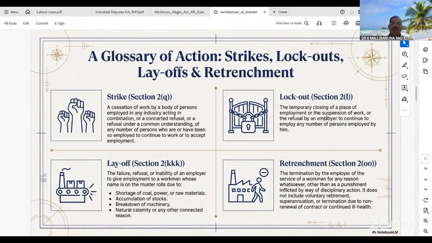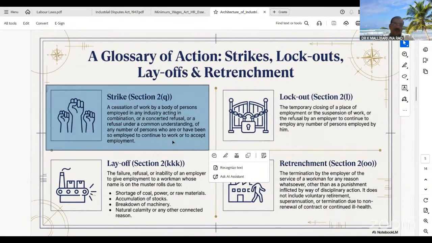No, they are not ready to provide work for the employee. The employees are ready to work, but the management is not providing the work. But here you can see that the employer is ready to provide the work, but the workman is not ready to do the work, as per this section.